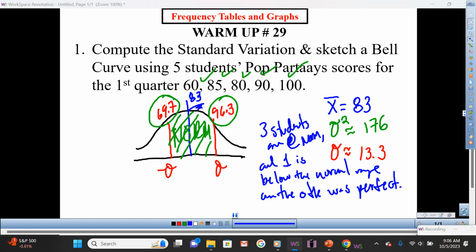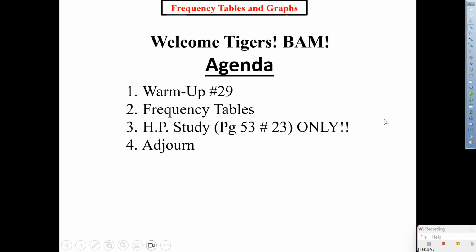Okay, copy the agenda, please. Warm-up number 29, frequency tables. Tonight, study. And I gave you a specific problem to study, page 53, number 23, Michael Jordan. Let's go.